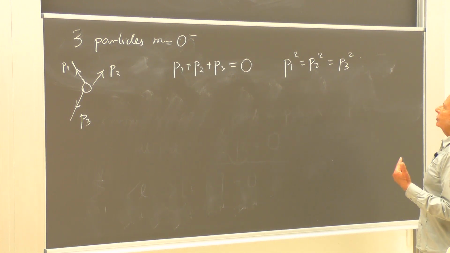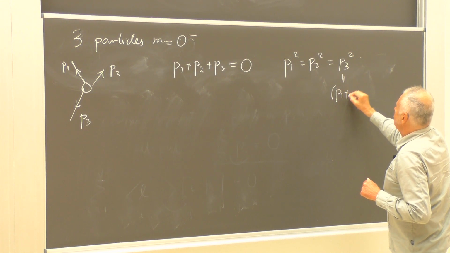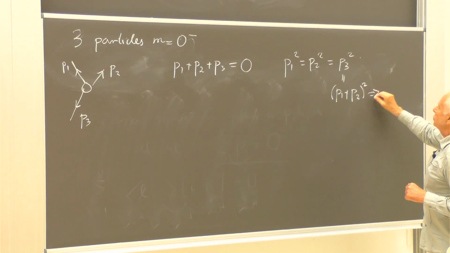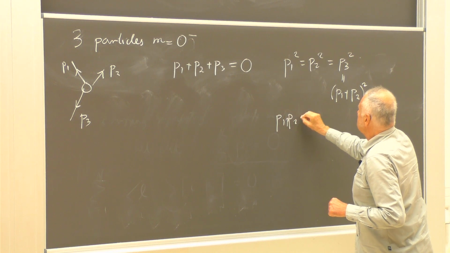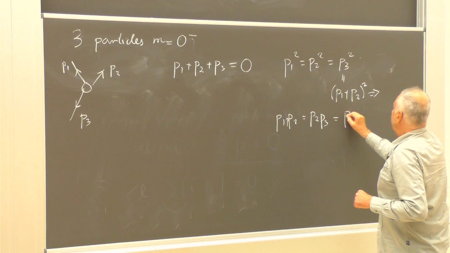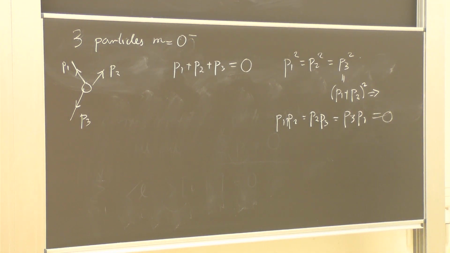Of course, there's a constraint: since momentum conservation, P3 squared is (P1 plus P2) squared. Okay. So that tells you that also all products like P1·P2, P2·P3, and P3·P1 are 0. So essentially, all kinematic invariants are 0, yes?